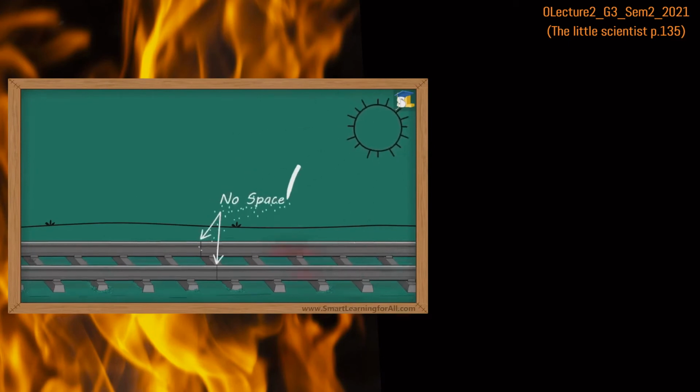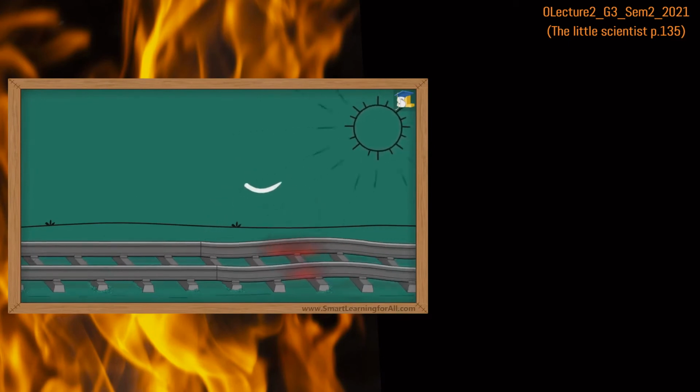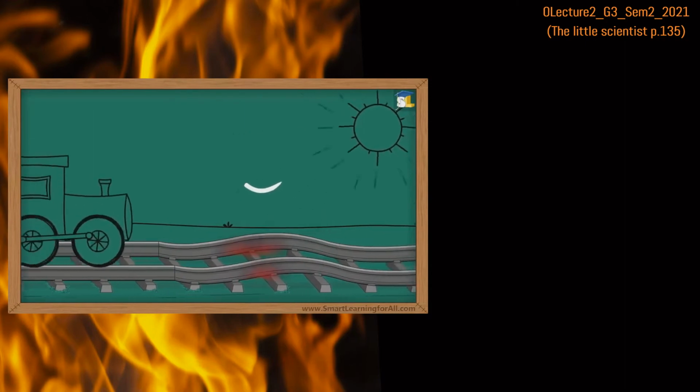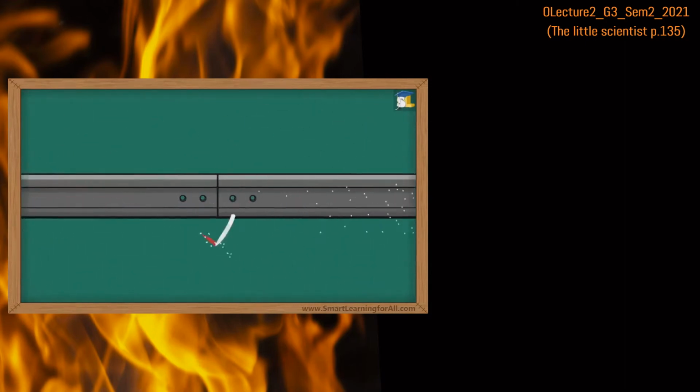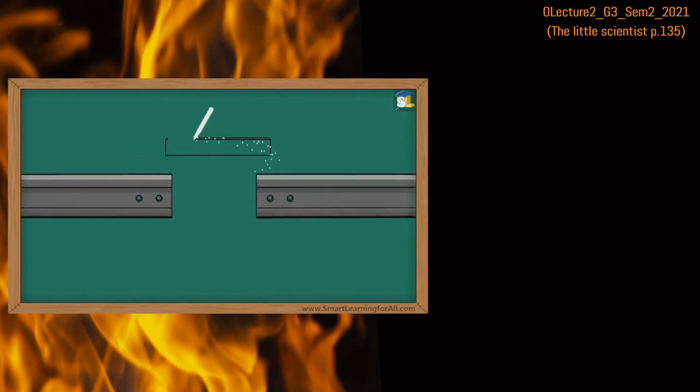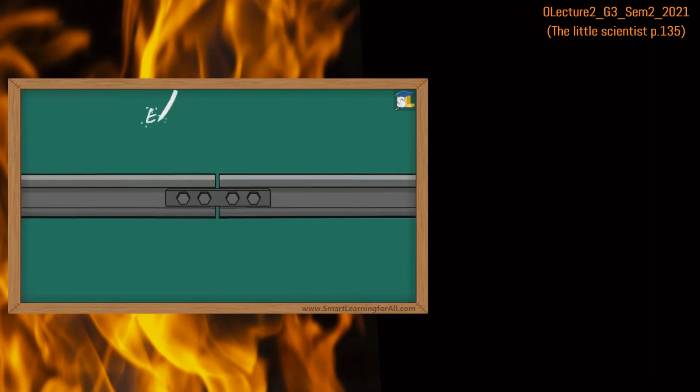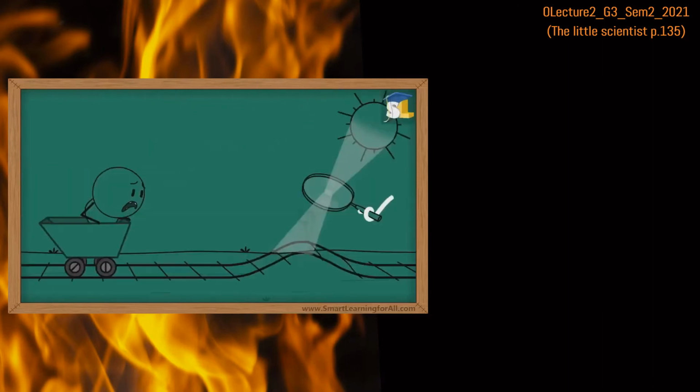If the rails of a train were connected to each other without any space, they will bend, and this will let the train go off the road. For this reason, the rails are connected in a way that keeps a space between the rails, and this allows the expansion when the metals are heated.